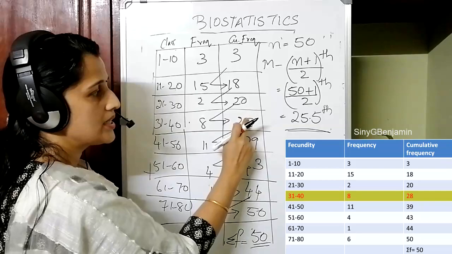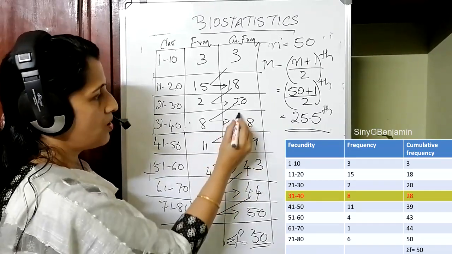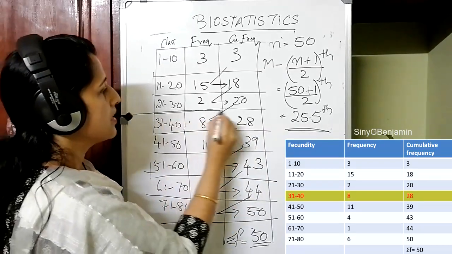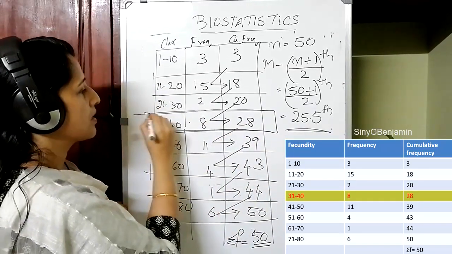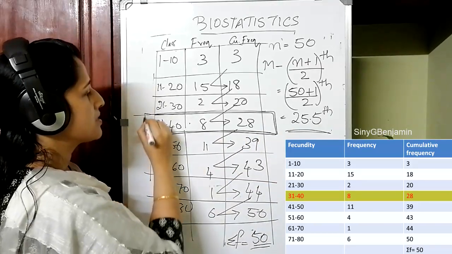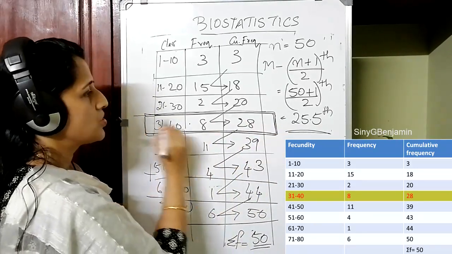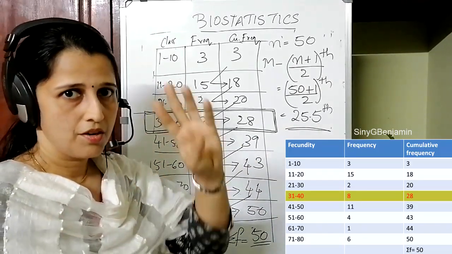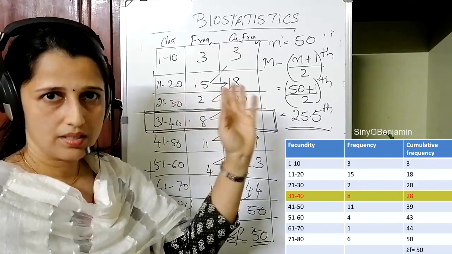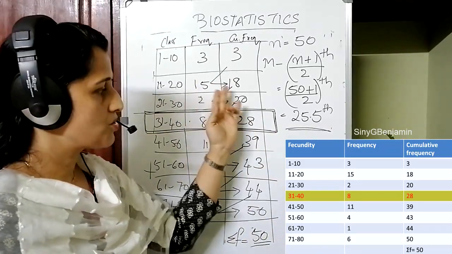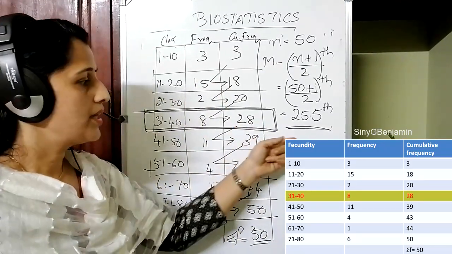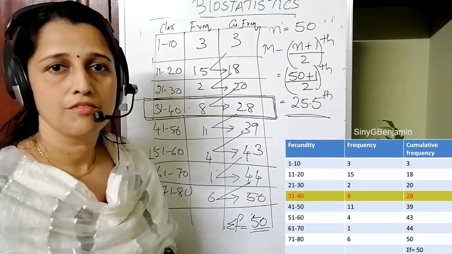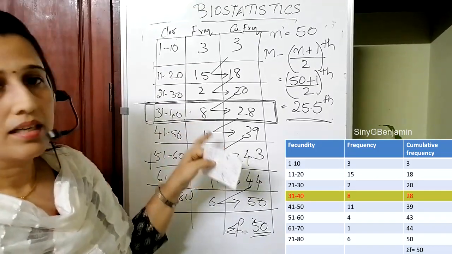25.5 comes between 20 and 28. So after 20 comes 25.5. So this is the median class. Median class is the class in which the 25.5th item lies. So that is the second step. First, making a table, calculating the cumulative frequency. Second is to identify which class is the median class by using this equation. Then the 25.5th item lies in this class.